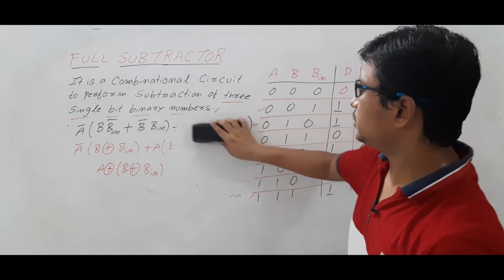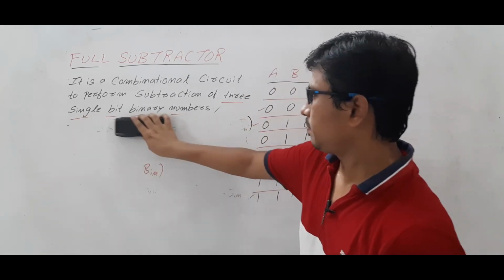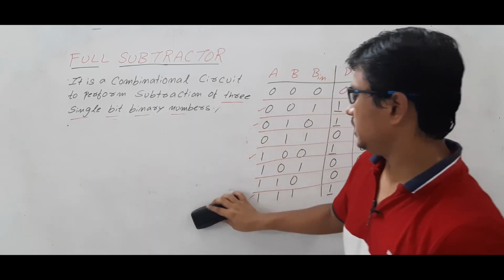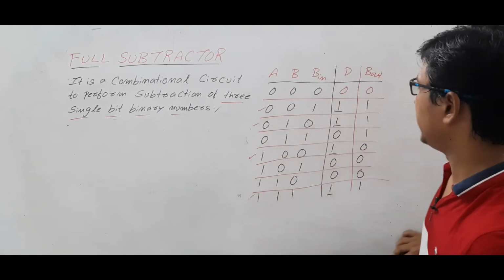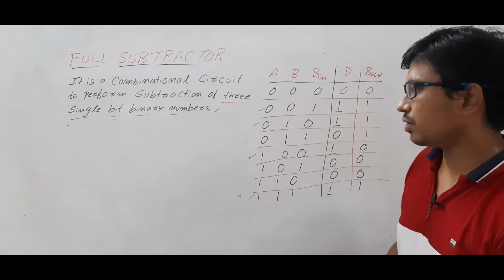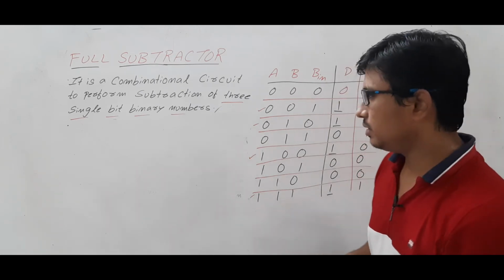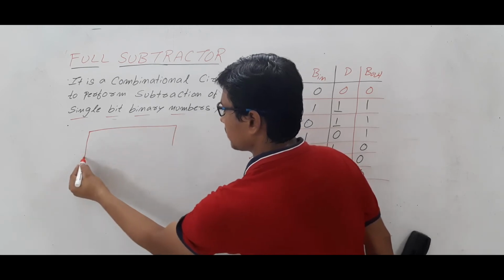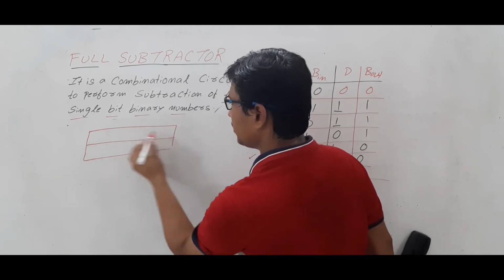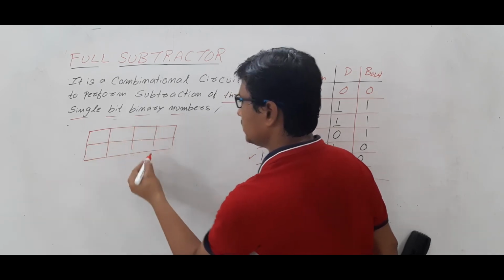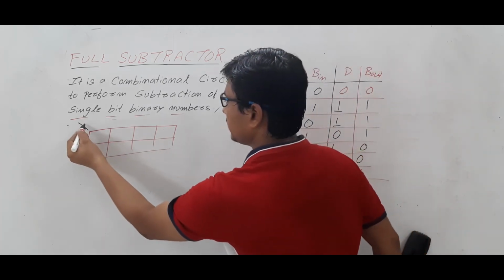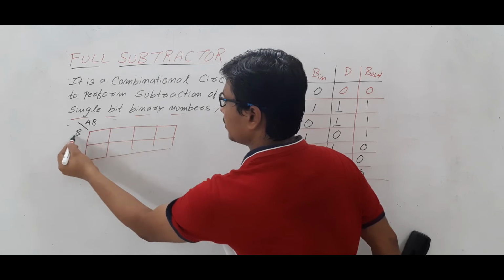So I request you to note down this one. Now what we will do is that we will reduce the expression for the borrow out using the K map. Okay. Now again I will draw the K map. Again we will have 8 cells, am I right? Which will be AB and then borrow in.